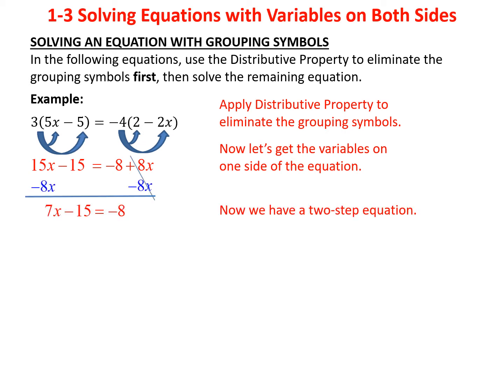All right. Now you see we have a two-step equation. Now we know exactly what to do. We undo the addition or subtraction first. So we undo subtract 15 by adding 15. And then we undo multiply by 7 by dividing by 7. And our answer is x equals 1. And we have our answer.